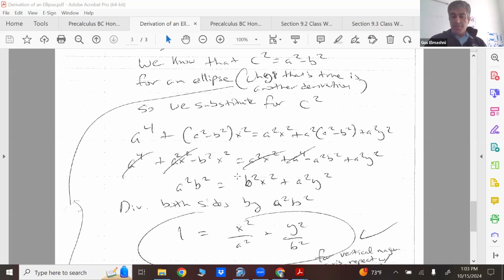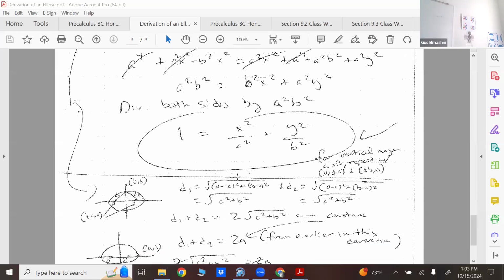So if we substitute, replacing c squared with a squared minus b squared, and then continue working it out, you stumble upon this: x squared over a squared plus y squared over b squared is 1. That's the equation of an ellipse. A is the distance from the center to the major endpoints. B is the distance from the center to the minor endpoints. And this is for when the horizontal axis is major; if the vertical axis is major, you just reverse it.